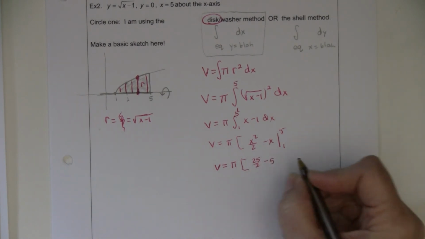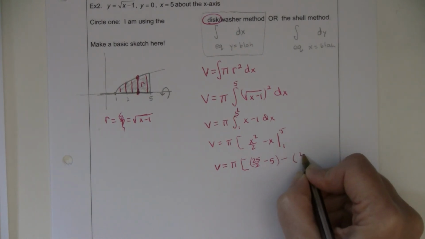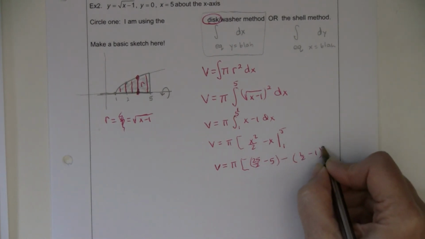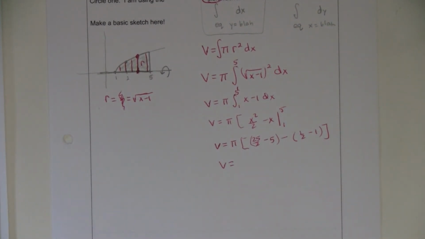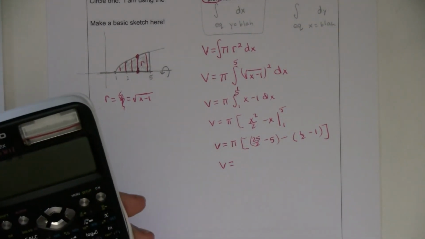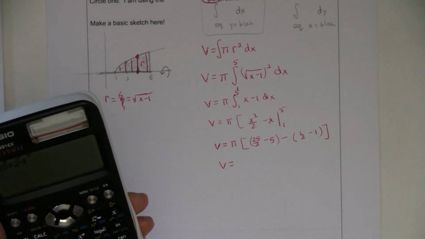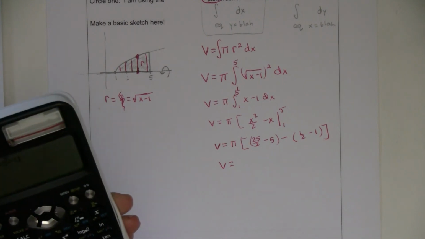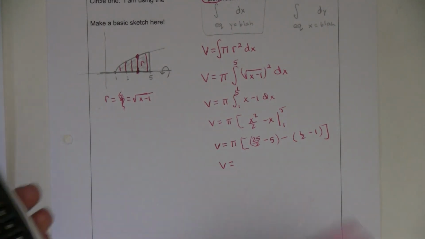And so here, minus. So my volume is going to equal, let's see here, 25 divided by 2 minus 5 minus half, and then plus 1, right? I distributed the negative. I got 8, so this is 8 pi.